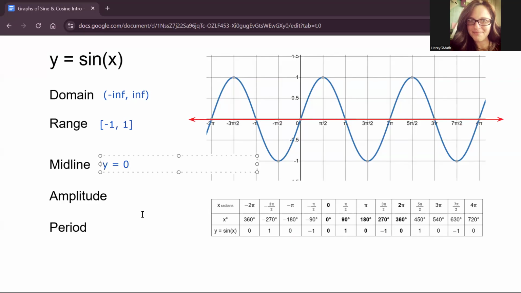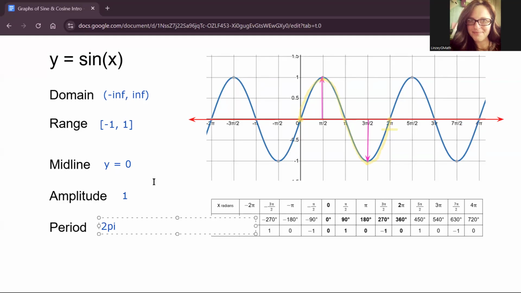The amplitude is the height from the midline to the maximum, or the height from the midline to the minimum. So our amplitude is 1. And the period is how long it takes to graph one full cycle. If we start at 0, the midline, go up to the maximum, through the midline to the minimum, and back up to the midline, this is one full cycle. We see that one full cycle is 2 pi.